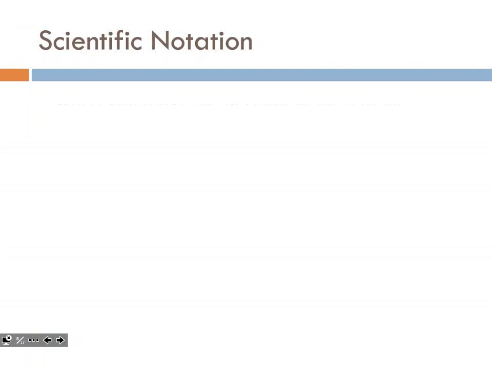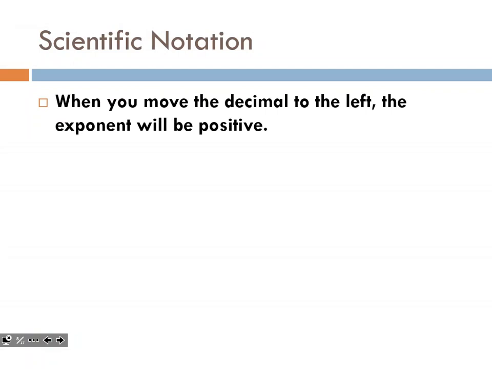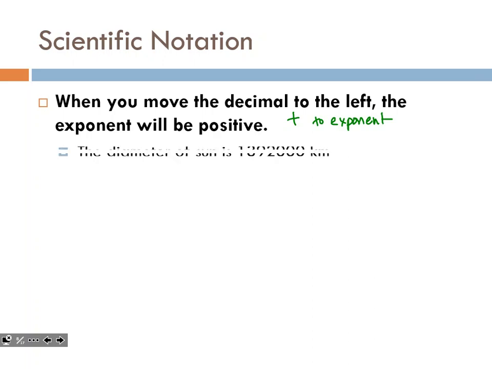All right, scientific notation. When you move the decimal to the left, the exponent will be positive. Or you can add this in too. I like to say you add to the exponent. If you're moving left, add to the exponent, if you already have an exponent in there. Like for instance, this particular one is just in standard notation. How would we change it? We would move it to the left till we have one number in front of the decimal. 1, 2, 3, 4, 5, 6. So 1.392 times 10 to the 6 kilometers.